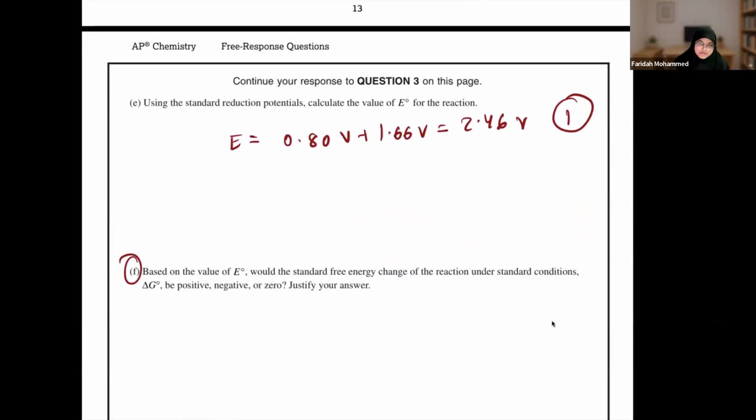Also, when you say delta G is negative, you also want to say what? You want to say that means it's thermodynamically favorable. Okay? Okay, 1 point.